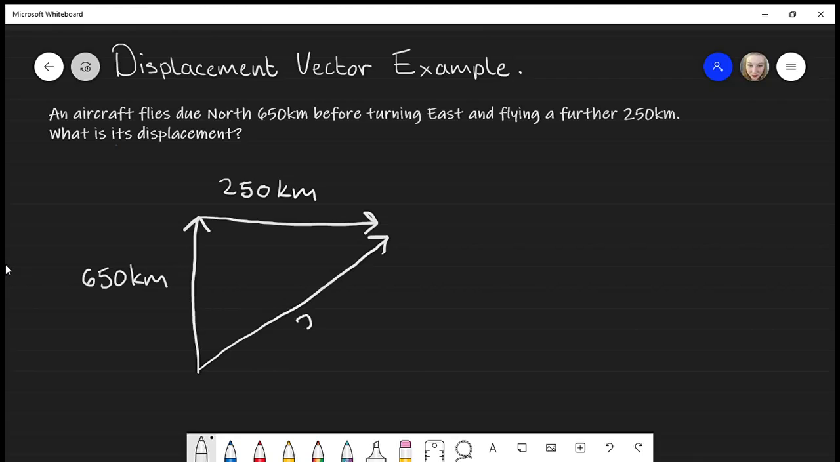Now, we want to know x. So for this we can use Pythagoras. So a squared is b squared plus c squared, where a squared is the hypotenuse squared. So for our example, x squared will be 250 squared plus 650 squared. So x is just the square root of that.